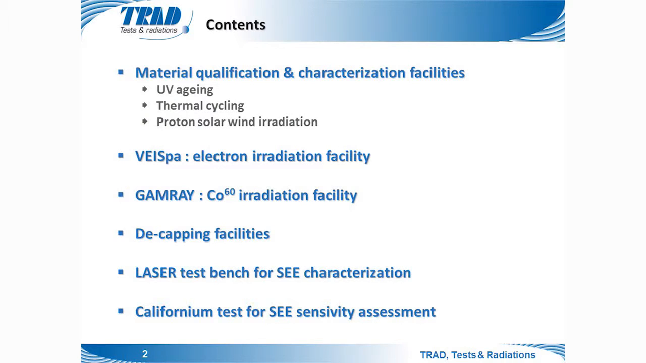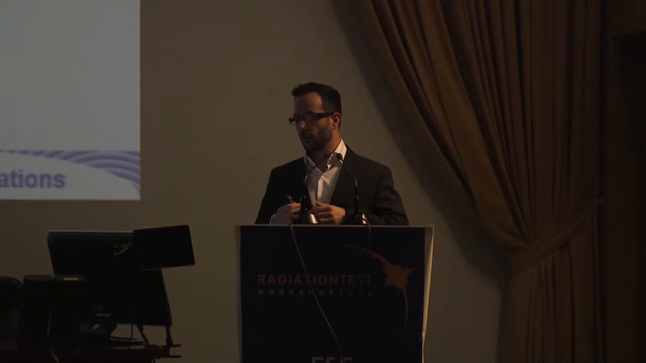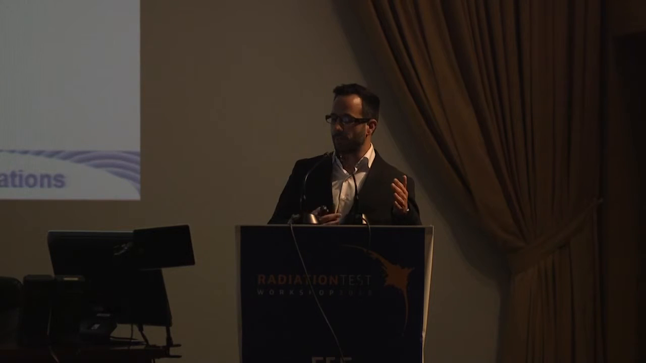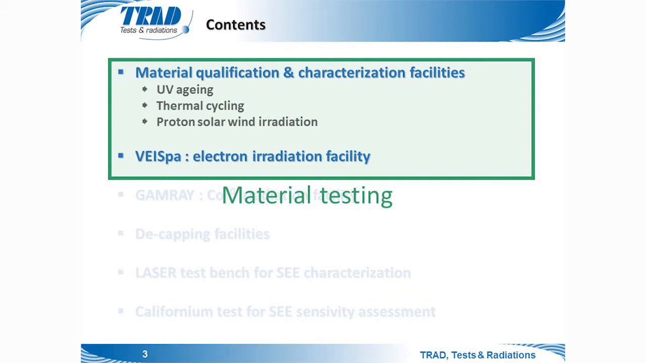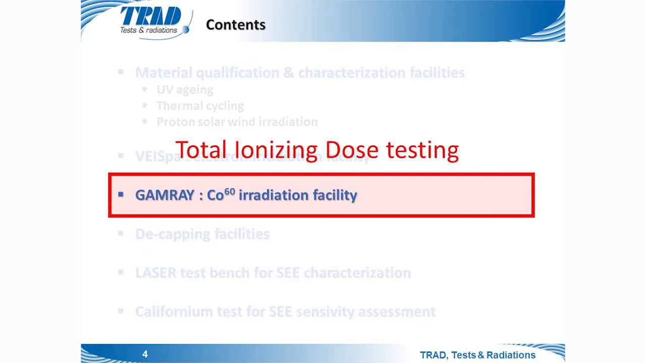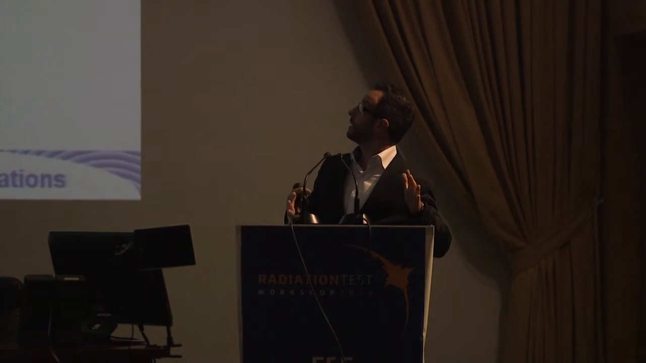This presentation will be divided in three main topics. The first one will concern the equipment for material testing. The second one will concern the facility for total ionizing dose testing. And the last one will speak about equipment and facility for single event effect testing. So let's start with the material laboratory.